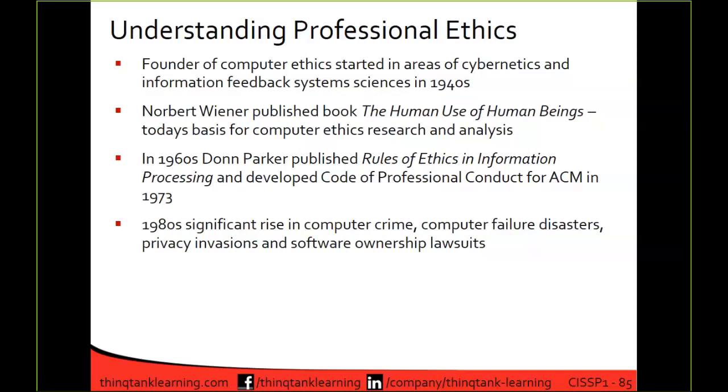Now, obviously, computing technology and the industry have changed quite a bit since the 40s and the 60s. However, the concept of ethical handling of information, using computers for ethical purposes and in an ethical manner, hasn't really changed. The technology's changed, but the general concept hasn't changed. We did see, of course, in the 1980s, a significant rise in cybercrime and computer failure disasters. We see that today, right? You always hear about how airlines are canceling flights because computers are failing, and so on.